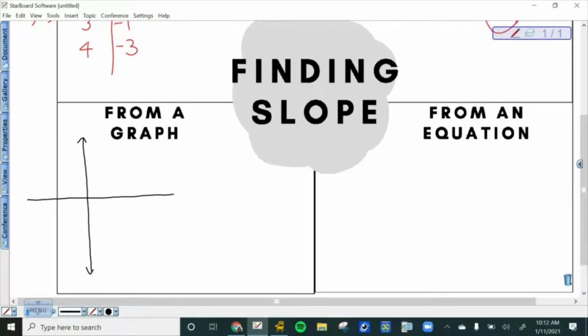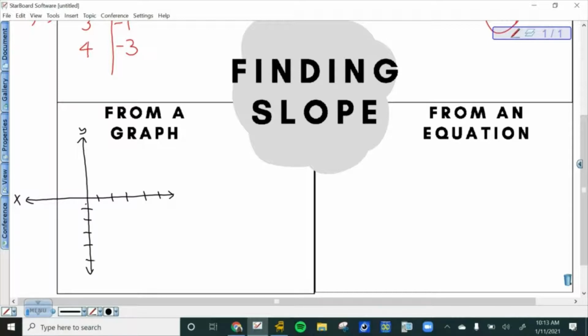But this is our y and our x. And then let's draw 5 hash marks down here. So 1, 2, 3, 4, 5. And then we'll do 5 about the same spacing along the y-axis, the negative part of the y-axis. So 1, 2, 3, 4, and 5.